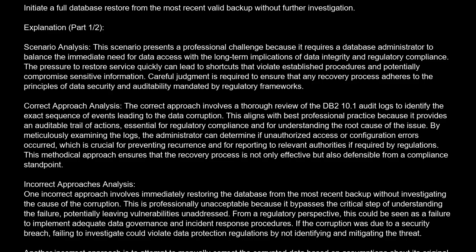Incorrect approaches analysis. One incorrect approach involves immediately restoring the database from the most recent backup without investigating the cause of the corruption. This is professionally unacceptable because it bypasses the critical step of understanding the failure, potentially leaving vulnerabilities unaddressed. From a regulatory perspective, this could be seen as a failure to implement adequate data governance and incident response procedures. If the corruption was due to a security breach, failing to investigate could violate data protection regulations by not identifying and mitigating the threat. Another incorrect approach is to attempt to manually correct the corrupted data based on assumptions about its original state.